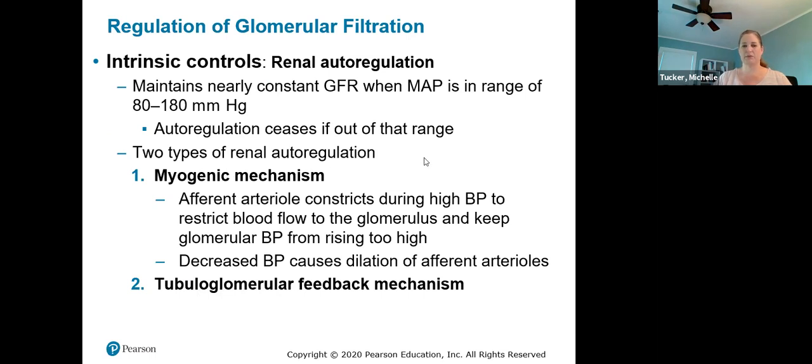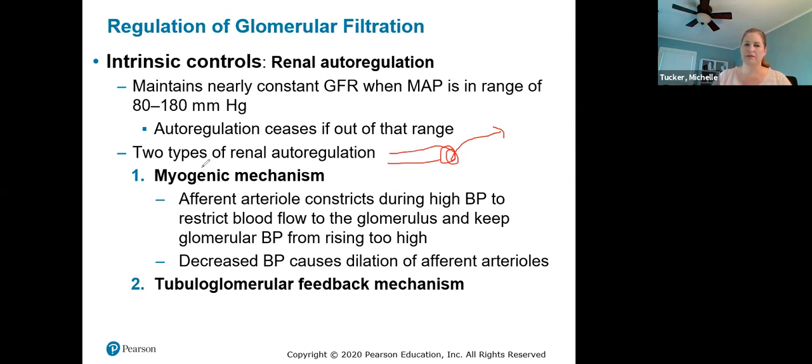Myogenic is that we have our afferent arteriole, and then it comes into the glomerular capillaries and it leaves via the efferent. We can alter the efferent diameter, but we much more often regulate the diameter of the afferent. So it's much more effective, when you're looking at hydrostatic pressure, to change the diameter of what's coming in versus what's leaving.